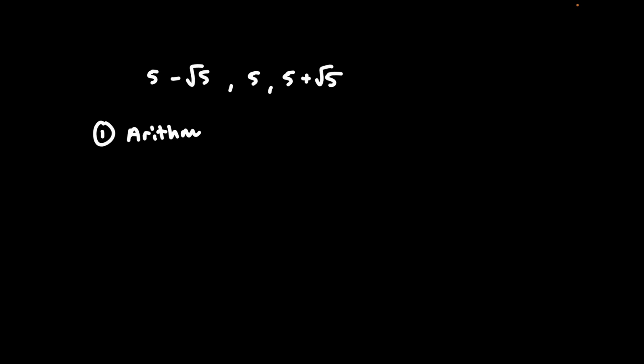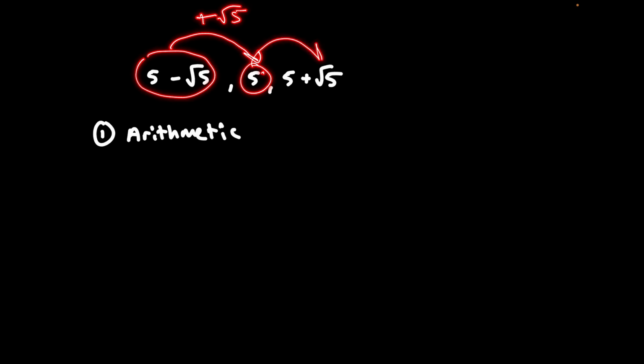It is actually arithmetic. Okay, and the reason is because to go from 5 minus root 5 to 5, that's the same as just adding root 5. And then to go from 5 to 5 plus root 5, that is just the same as adding root 5.